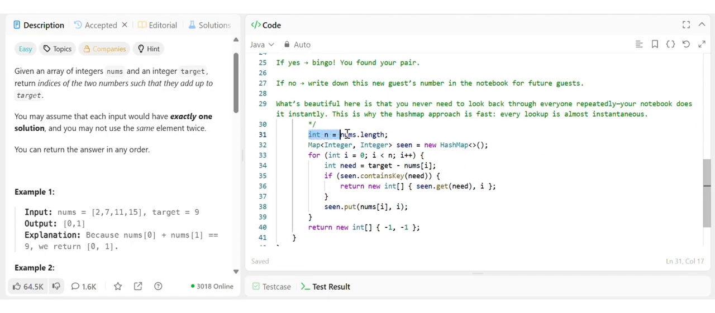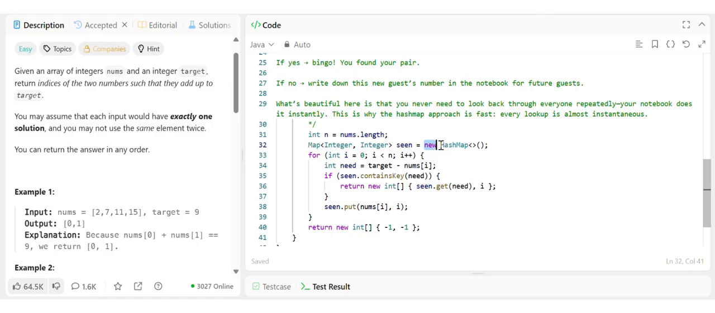So we define the number of guests in the party as nums.length, the total number of elements in the array. And then we define a hash map. The syntax to define a hash map is we write Map with a capital M, and then we define the key-value pair in angle brackets, the less than and greater than symbols. So here an integer is mapped to an integer. Then we give the name for the hash map. We call it seen. And then we create a hash map. So this all happened in the heap. And then we create a hash map actually in the stack using the new keyword.